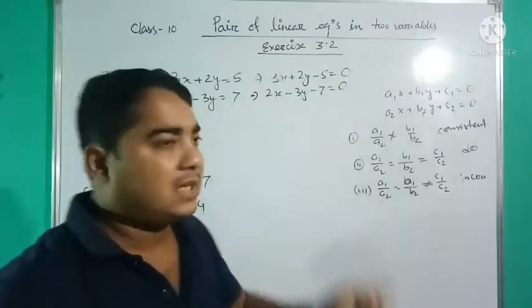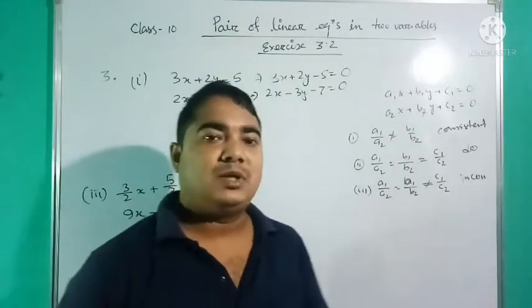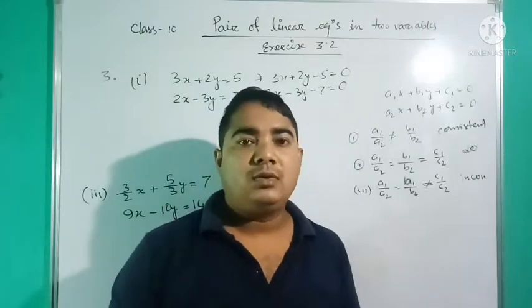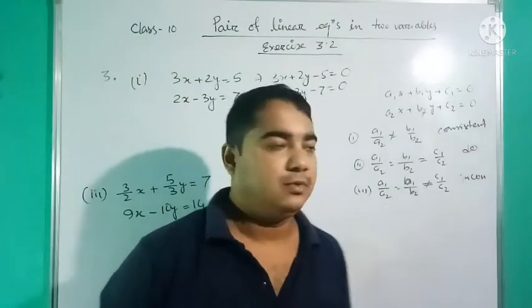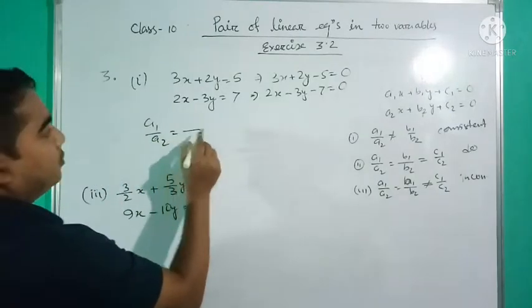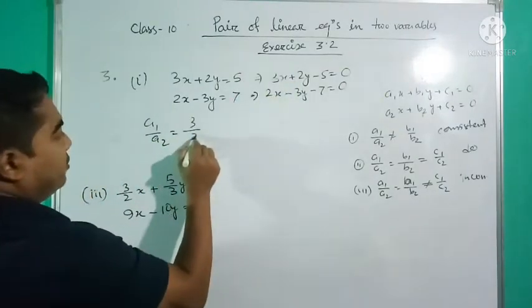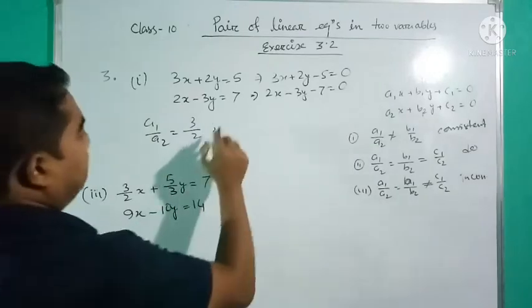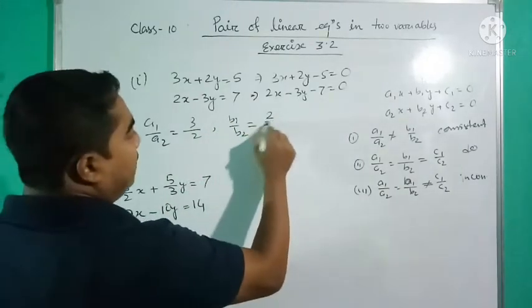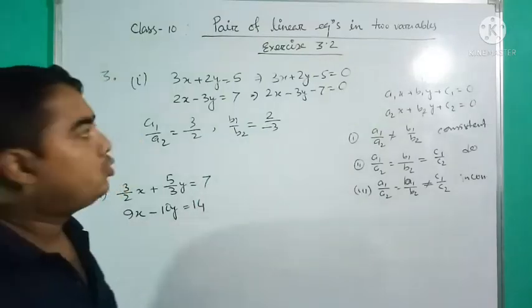And similarly, in the second equation, a2x plus b2y plus c2 equal 0. Now we need to observe a1 by a2, b1 by b2 and c1 by c2. See, a1 by a2, 3 by 2, 3 by 2, done. Next, b1 by b2, 2 by minus 3, 2 by minus 3.